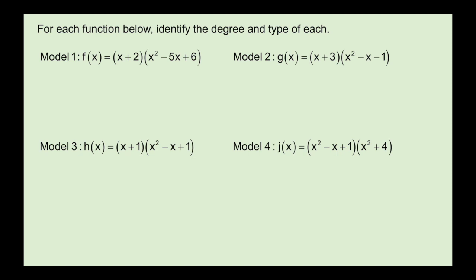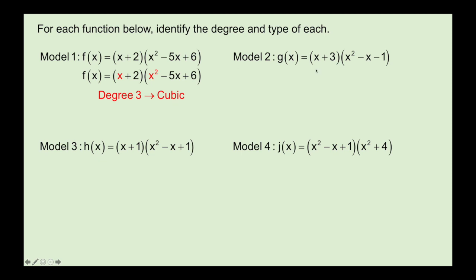In each of the models, we want to notice that they're not in standard form. There is a little bit of multiplication that needs to be done. But in order to identify just the degree and then list the type of each, we really don't need to multiply everything. What we do need to pay attention to is the highest degree in each of the sets of parentheses, because if we were to multiply those together, what we would get in this case for model 1 would be x to the third. Therefore, the degree of that is 3, and that means that it's going to be cubic.